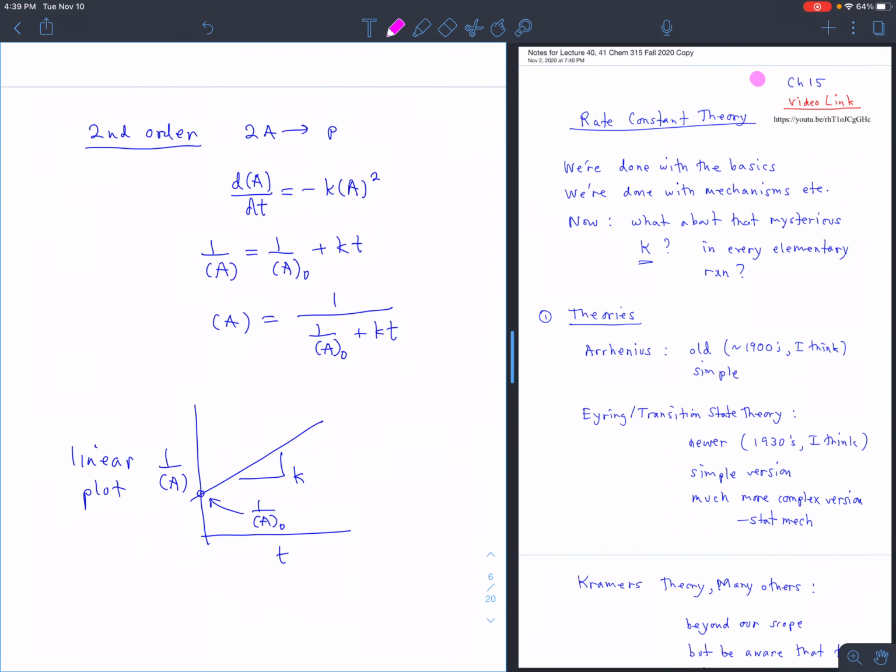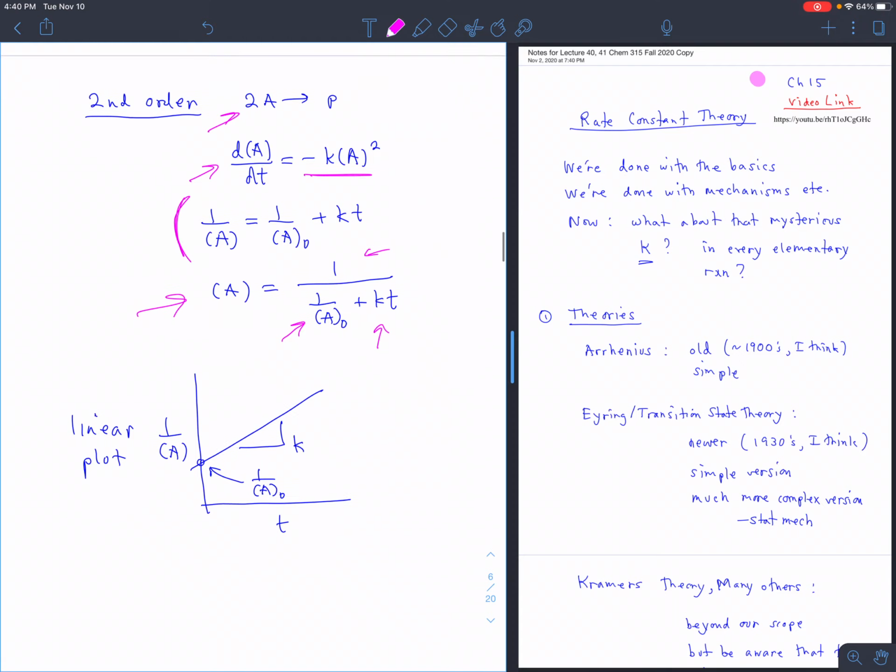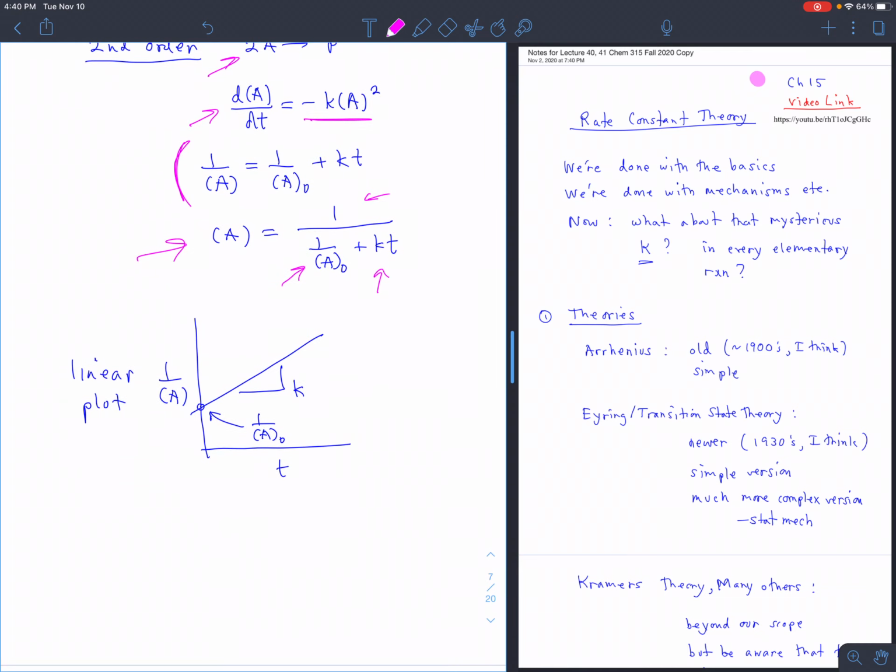All right, for a second order reaction, the elementary reaction is 2A goes to products. The differential equation is dA/dt equals minus kA squared now. Solving gives you that the concentration is 1 over the quantity 1 over the initial concentration plus kt. This version of the integrated rate law shows that if you plot 1 over A versus t, then you'll get a straight line if it's second order, and the slope in that case is equal to k itself.